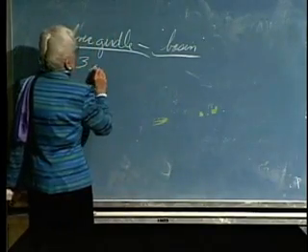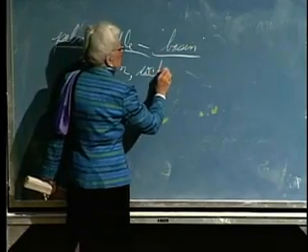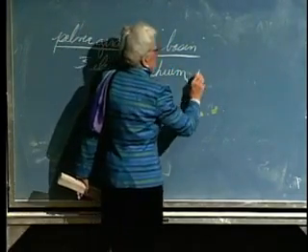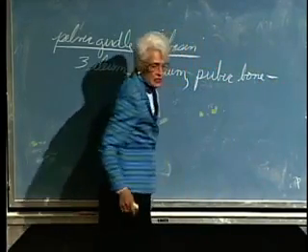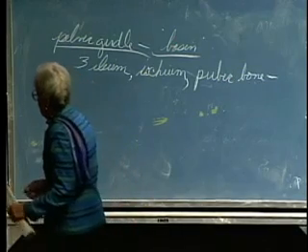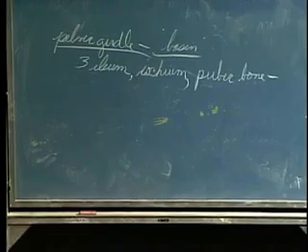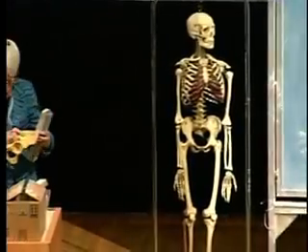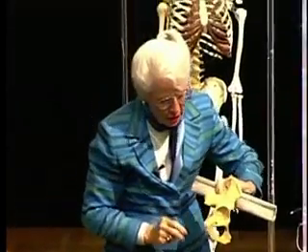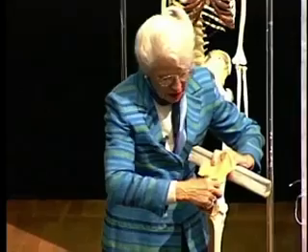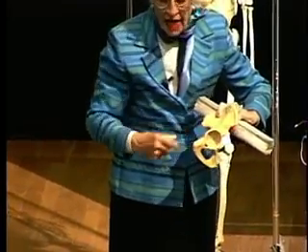3 bones: the ilium, the ischium, and the pubic bone. These 3 all come together in one part. Here's the part. And all 3, ilium, ischium, and pubic bone, come together in what's called the acetabulum.